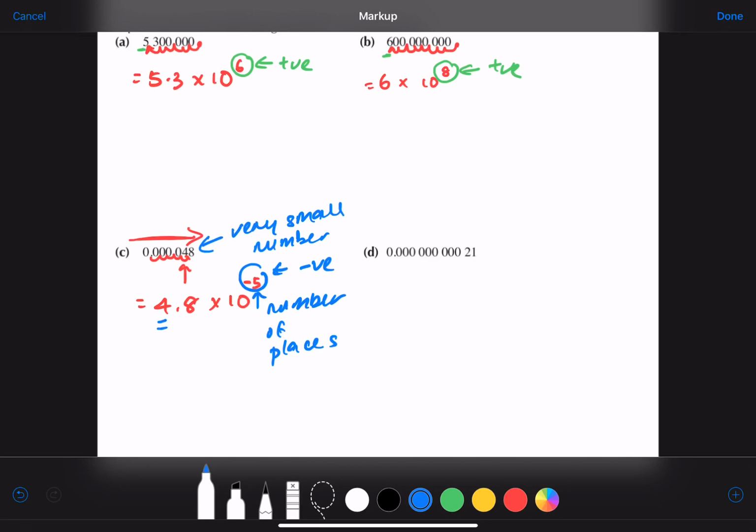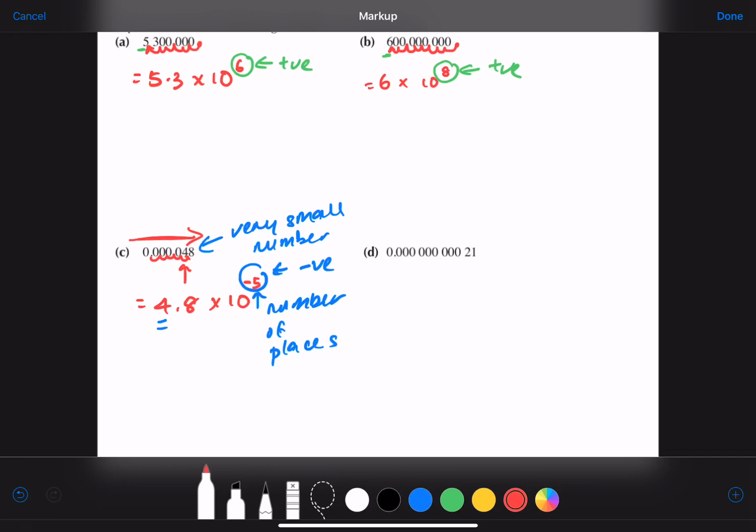Now again, remember, we need only one digit of value before the decimal point. So of course, it cannot be a double digit number. So you may want to pause here and try this one out on your own. And once you are done, you can press the play button.